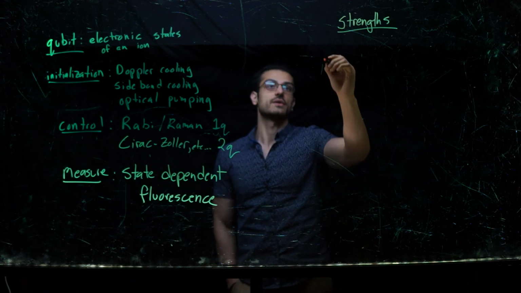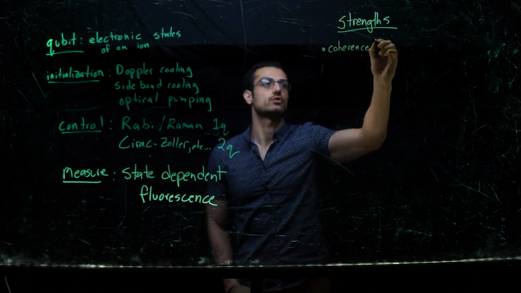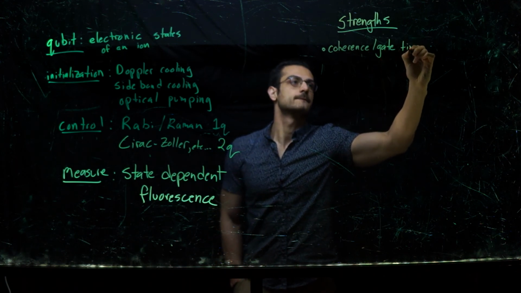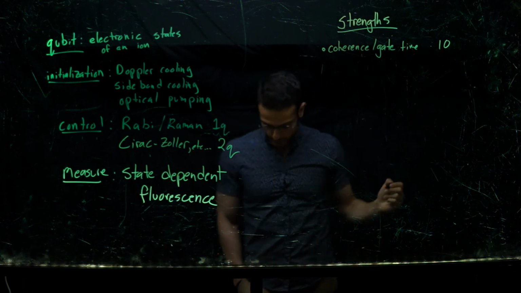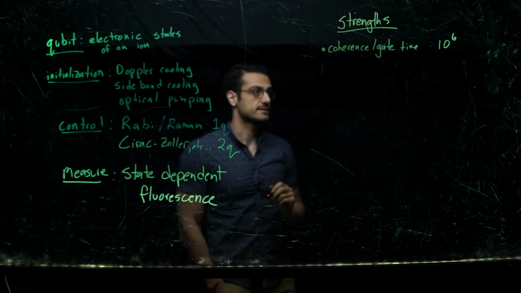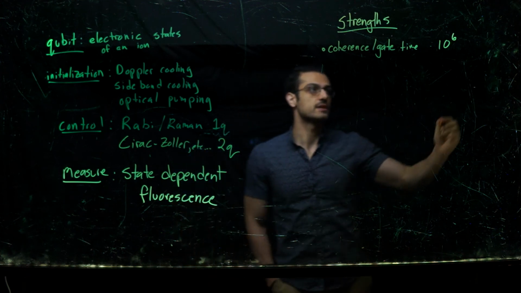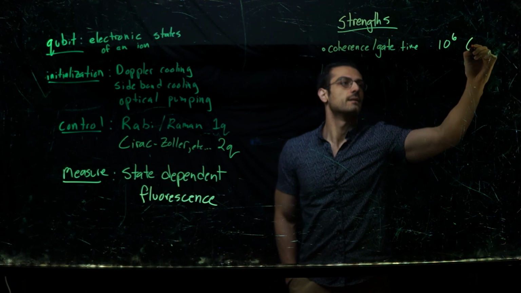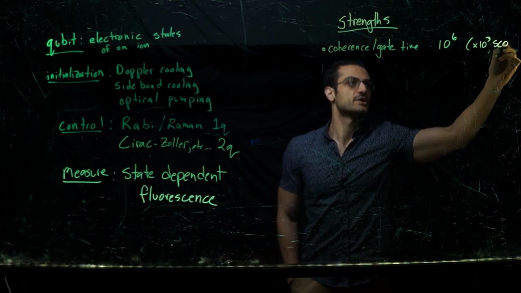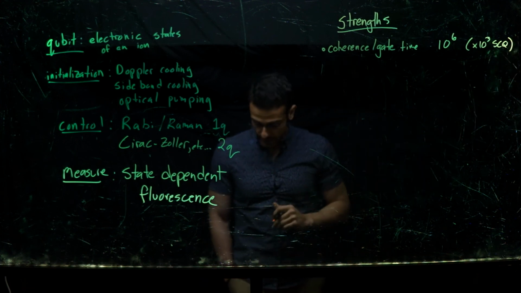So one is that the coherence to gate time is incredibly high. It's on the order of 10^6 gates, which, to put it in perspective, is about 1,000 times bigger than superconducting qubits, which are the next highest. So that's one huge strength.